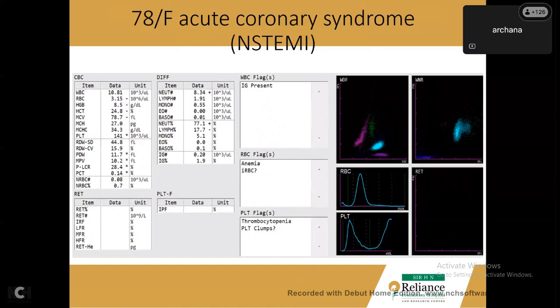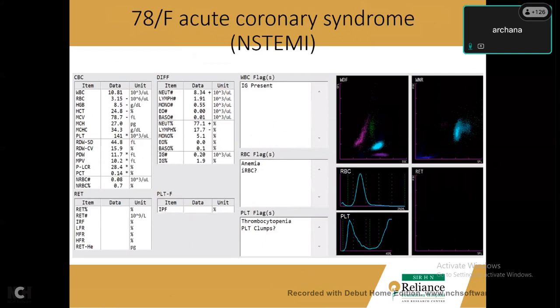Just another case to show you. A patient, an elderly female with an acute coronary syndrome. Now, if you look at this sample, if you look at the CBC, you realize that there is just a mild leukocytosis, a normocytic anemia, and mild thrombocytopenia. If you look at the histograms, otherwise everything looks pretty okay.